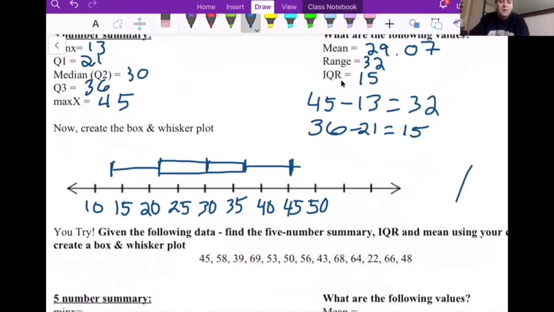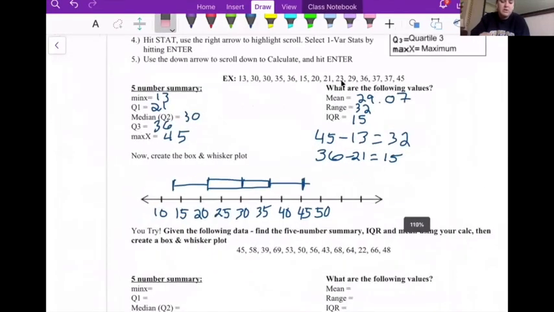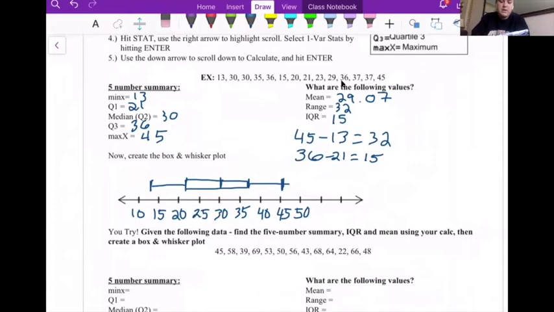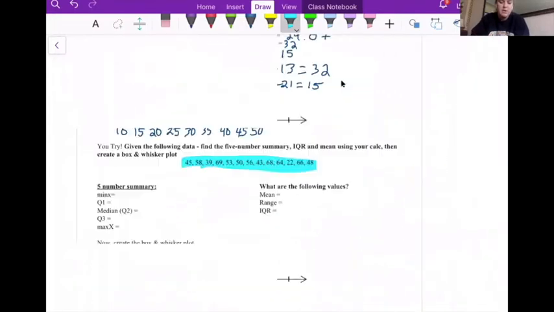Okay, so again, I want you guys to try and do this. So you can type this data set into your L1, find your 5-number summary, write down what your mean, range, and IQR is, and then make your box and whisker.